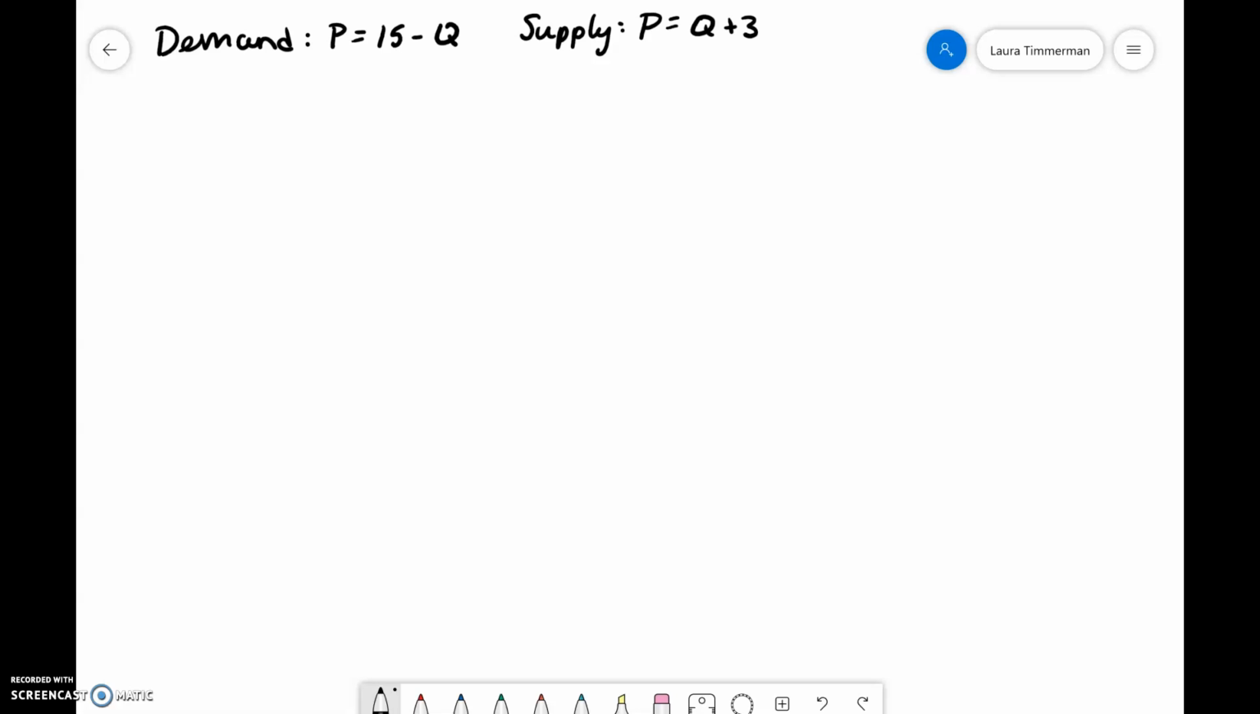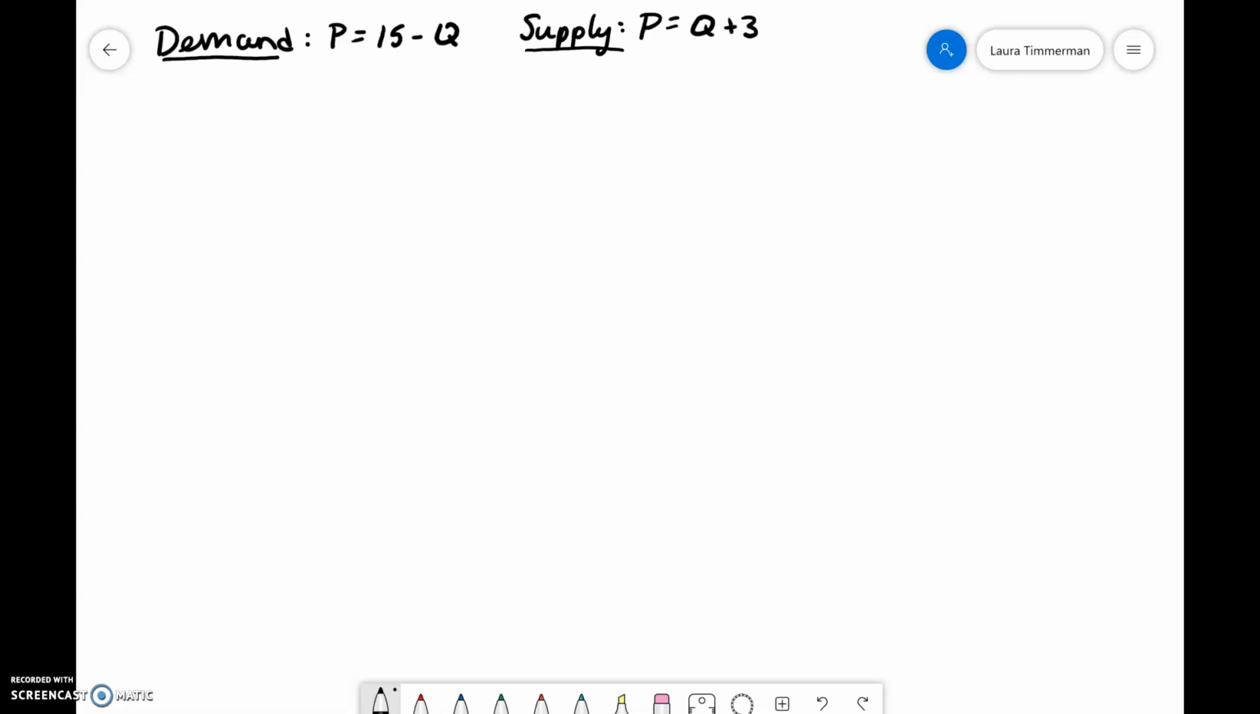I've received some questions about how to calculate consumer surplus, producer surplus, and total surplus for the homework. So I'm going to use the equations on the practice exam to show you what you'll need to do. Here are two equations for our demand and our supply.